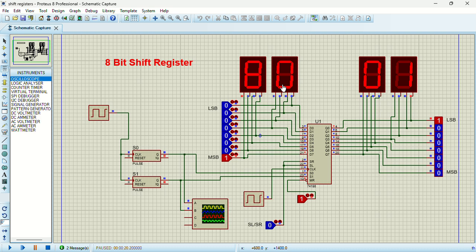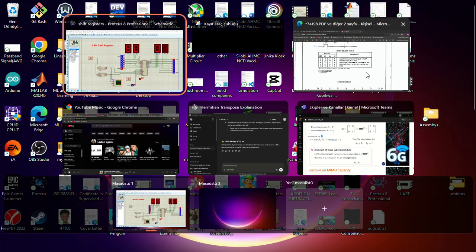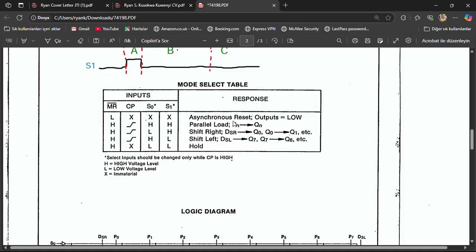So now let's talk a little bit more about these modes. For that, I actually have the data sheet for this 8-bit shift register, the 74198. So I'm just going to show you guys the table. Okay, this is the mode select table here. This is going to be the master reset. There's going to be the clock signal. There's going to be the selectors S0 and S1.